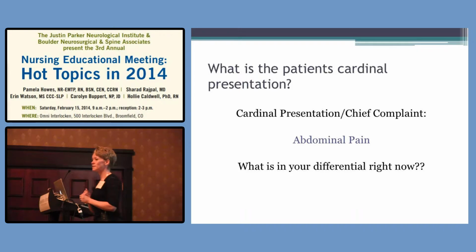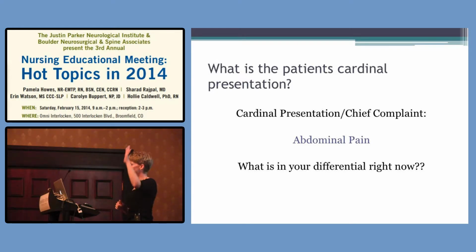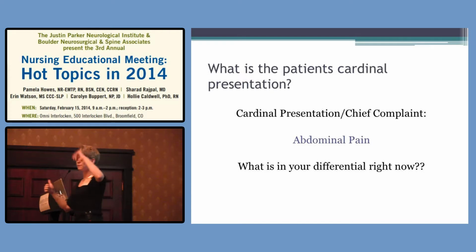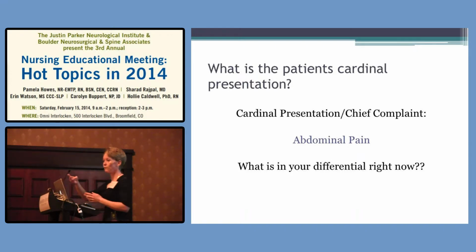So what's her cardinal presentation? Abdominal pain, right? That's because that's what we said, it was abdominal pain. Okay. What is in your differential box? What do you guys think? Give me 5 things that could be going on. You have a 72-year-old lady with abdominal pain. Gastroenteritis? Gallbladder? Absolutely. UTI? Very well so. Okay. Constipation? Yeah, one more? Pneumonia. Could be pneumonia or AAA, right? It absolutely could be a AAA.